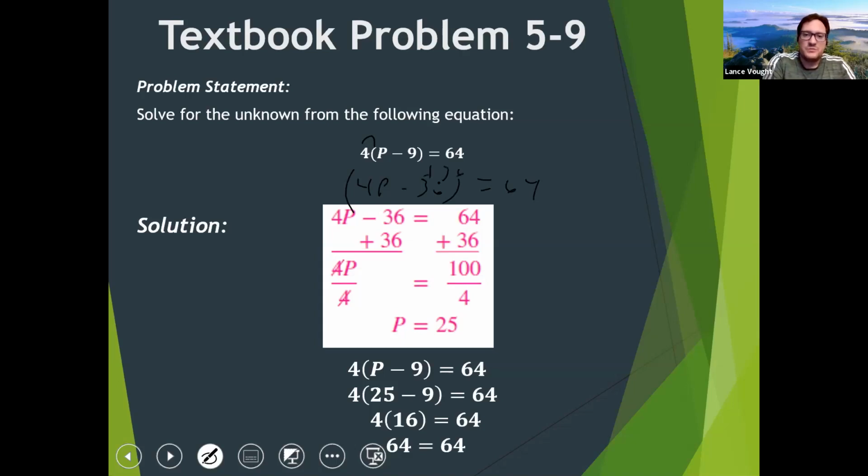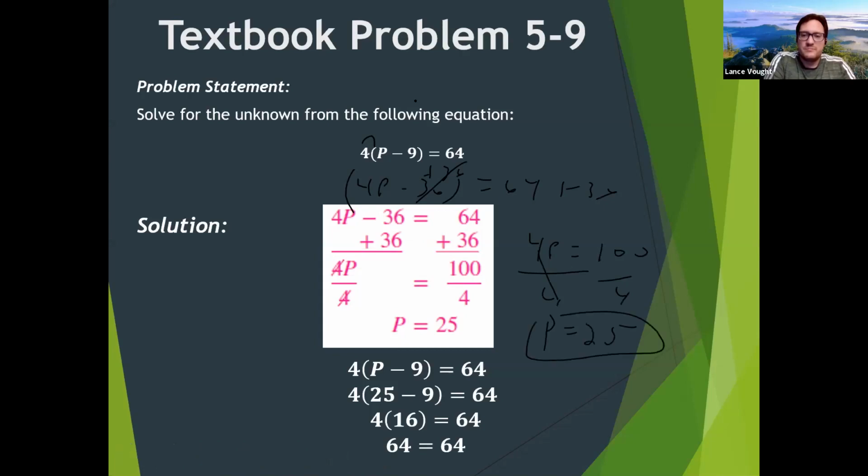So add 36 to both sides. You get 100, so 4P is equal to 100. Divide by 4, P is equal to 25. And then you can check. Plug in the missing node. So 25 minus 9 is 16. 4 times 16 is 64. 64 and 64 are the same. Voila.